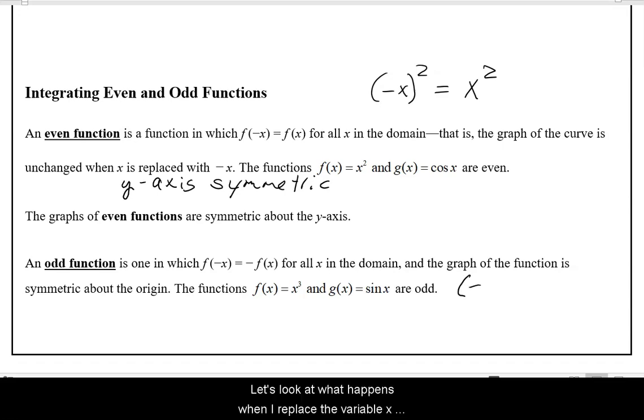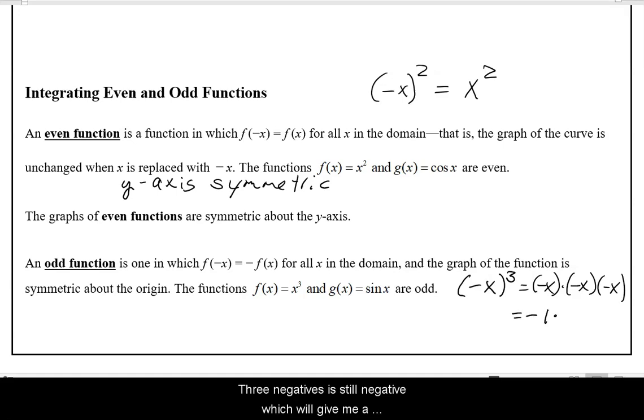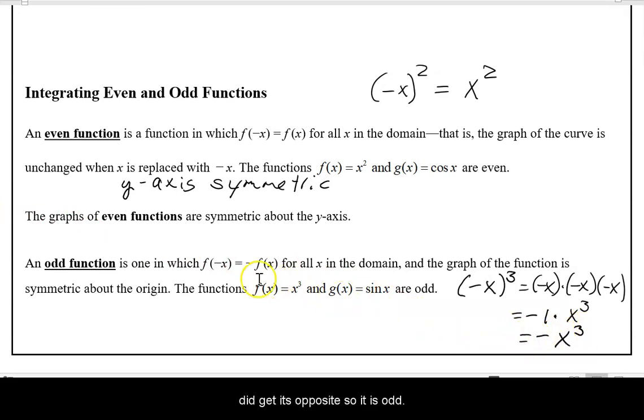Let's look at what happens when I replace the variable x with negative x in the x cubed function. This would give me a negative x times itself 3 times. 3 negatives is still negative, which would give me a negative 1 times x cubed, or negative x cubed. That means I didn't get back the x cubed I started with, but I did get its opposite, so it is odd.